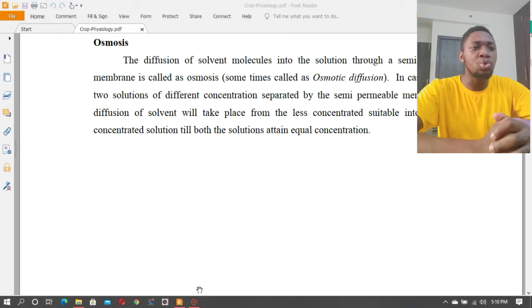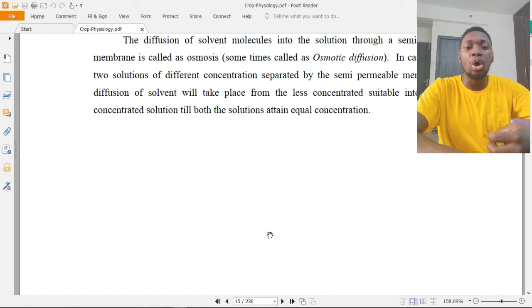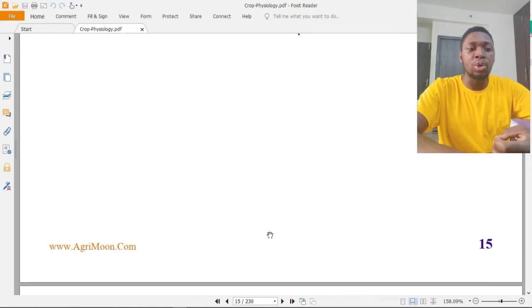In case there are two solutions of different concentration separated by the semi-permeable membrane, the diffusion of solvent will take place from the less concentrated solution into the more concentrated solution till both the solutions attain equal concentration. So I said the diffusion of solvent molecules into the solution through a semi-permeable membrane is called osmosis. So let's quickly move on.